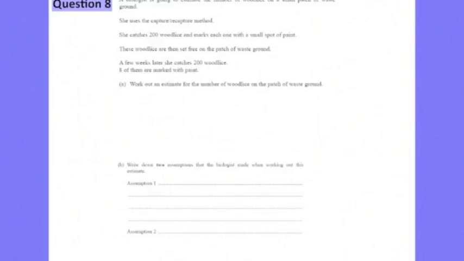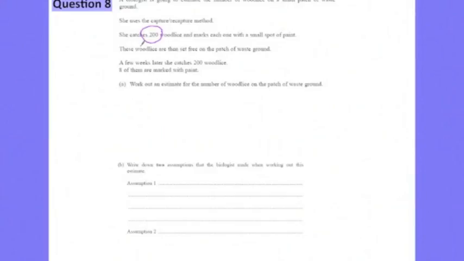Question number 8. A biologist is going to estimate the number of woodlice on a small patch of waste ground. She uses the capture-recapture method. She catches 200 woodlice and marks them with a small spot of paint. These woodlice are then set free on the patch of waste ground. A few weeks later, she catches 200 woodlice. 8 of them are marked with paint.